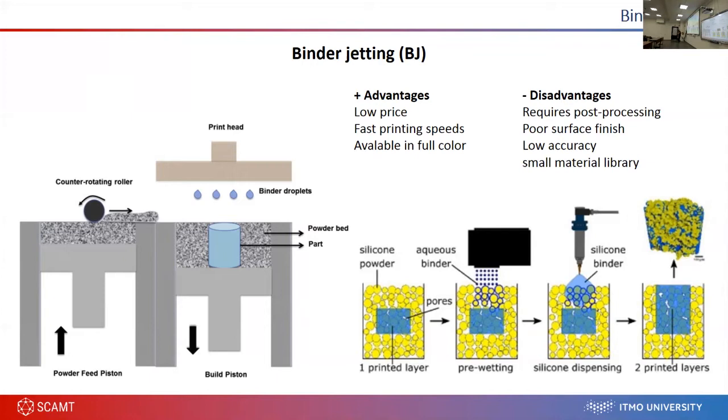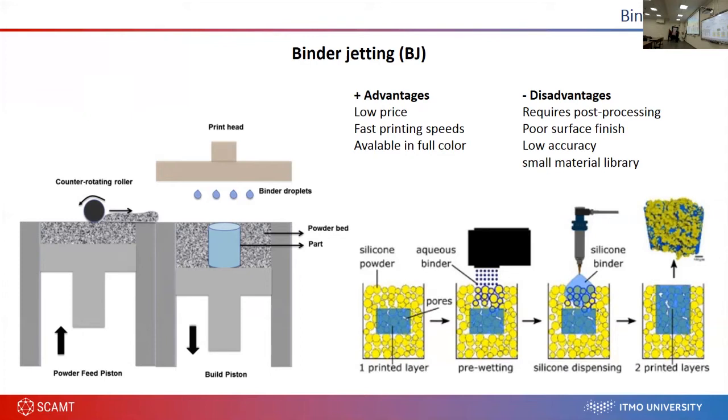When we need to make a first layer, we use a roller to make a thin layer of powder on the top. Then the print head has nozzles with binder solvent, and we print the structure we want, the cross section of the 3D structure we want to get.